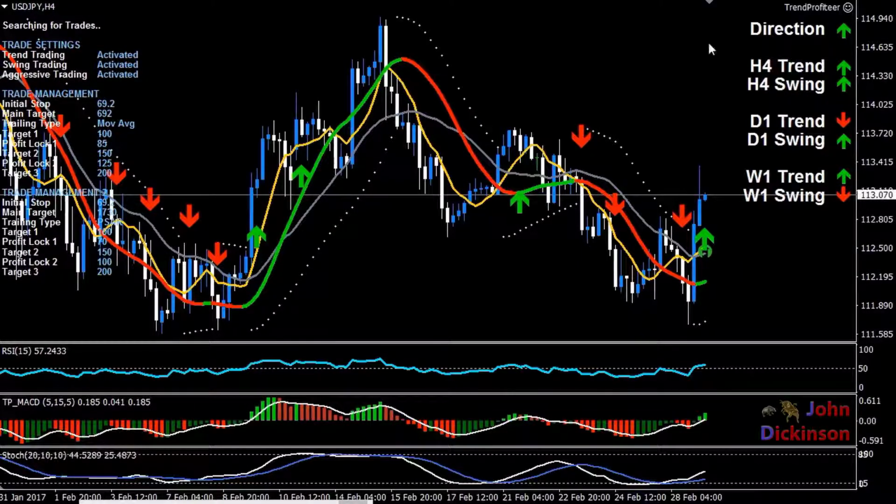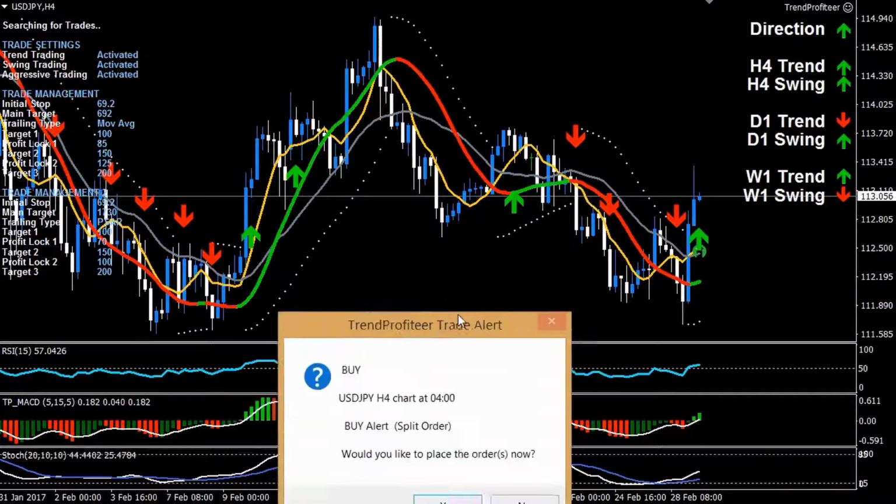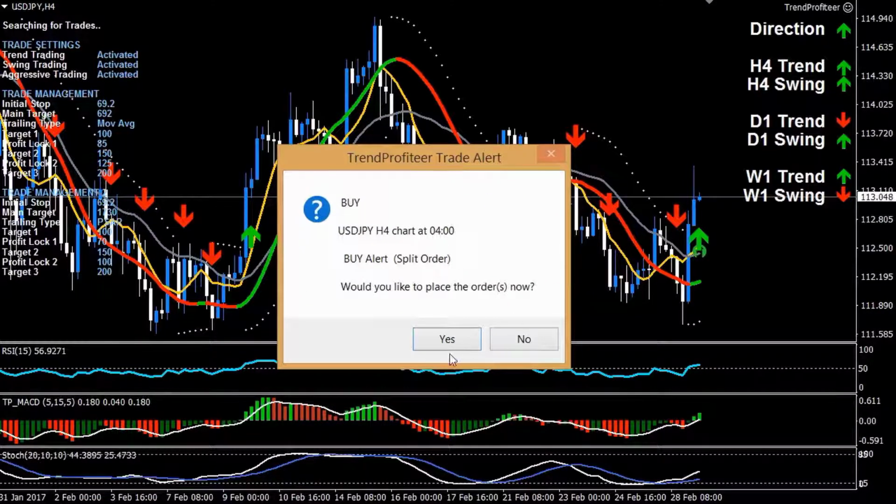We've got the fast moving average just over the slow moving average. The trend follower has just changed from red to green. We've got price sitting way above the fast moving average, but not too high. The RSI is above the 50, the MACD is above the 0 line, and the stochastic is already crossed over. So all my indicators are in alignment for an upward trade.